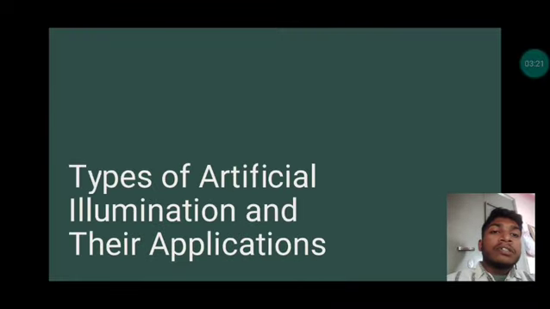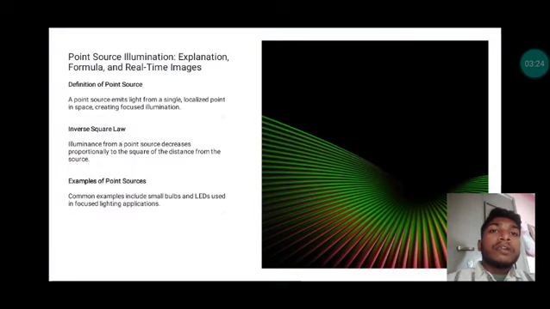And then the types of artificial illumination and their applications. Point source illumination: explanation, formula, and real-time images. The definition of a point source is that it emits light from a single localized point in space, creating focused illumination. The inverse square law means that illuminance from a point source decreases proportionally to the square of the distance from the source. Examples of point sources include small bulbs and LEDs used in focused light applications.